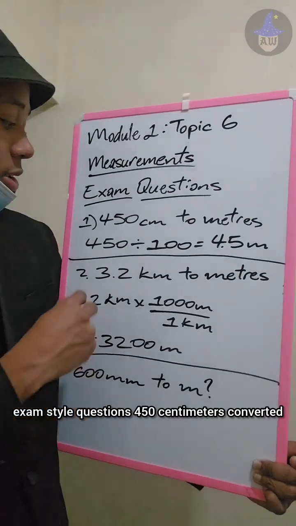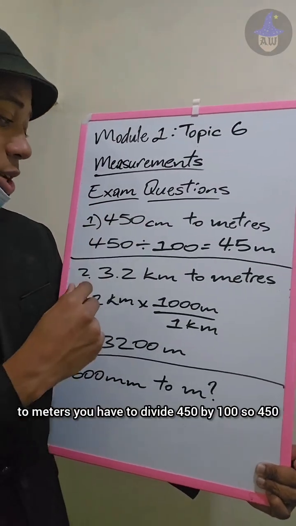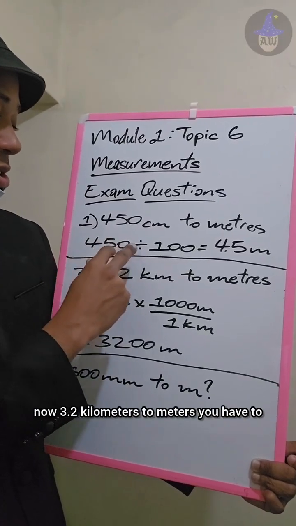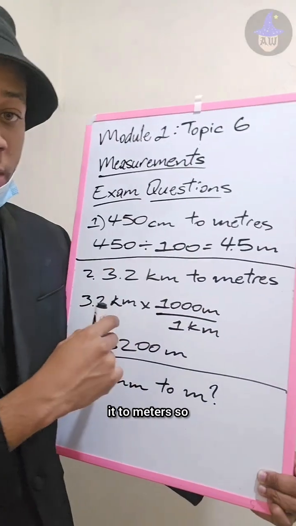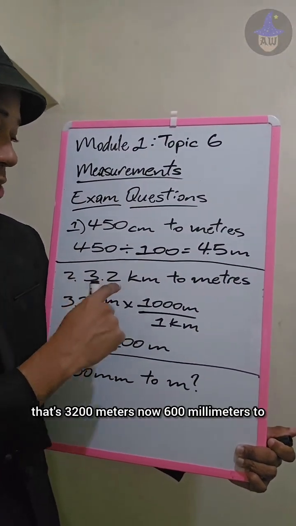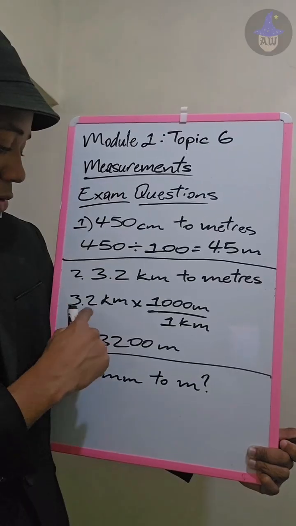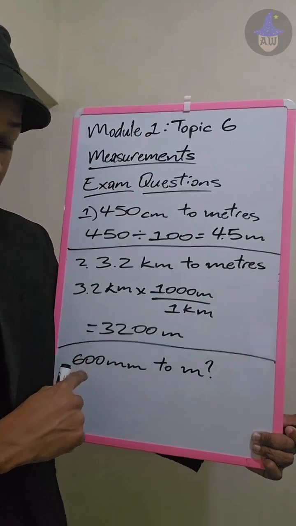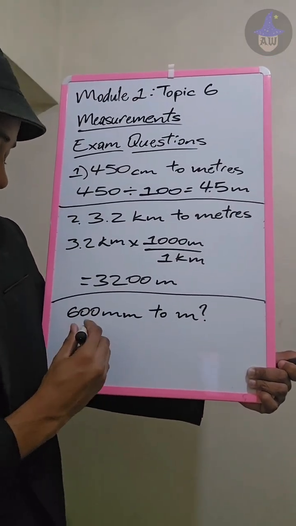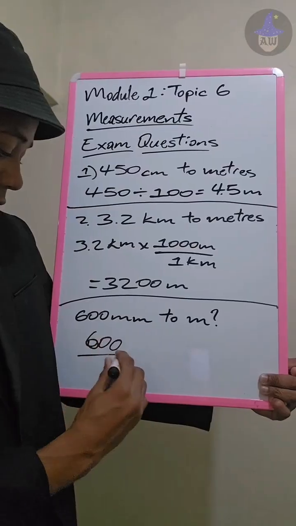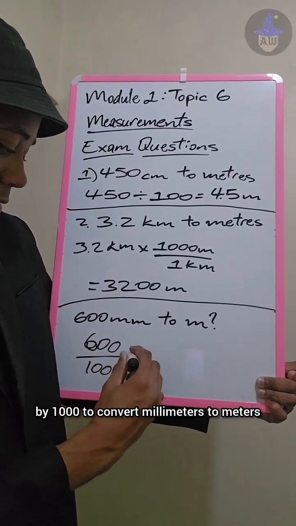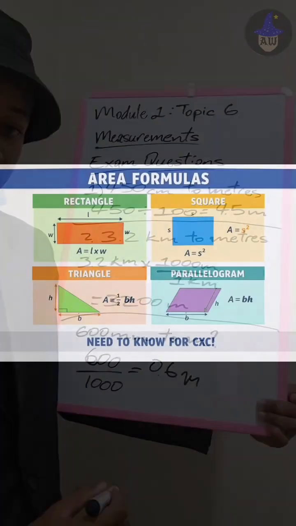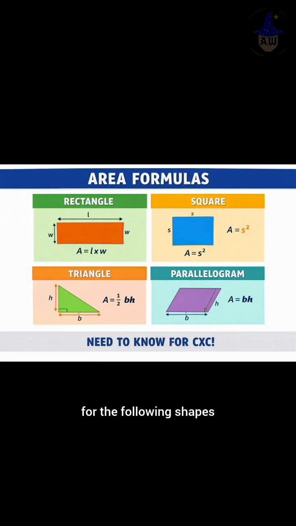Exam style questions. 450 centimeters converted to meters. You have to divide 450 by 100. So 450 centimeters divided by 100 is 4.5 meters. Now 3.2 kilometers to meters. You have to multiply 3.2 kilometers by 1000 to convert it to meters. So that's 3200 meters. Now 600 millimeters to meters. You have to divide 600 by 1000 to convert millimeters to meters. So that's 0.6 meters.